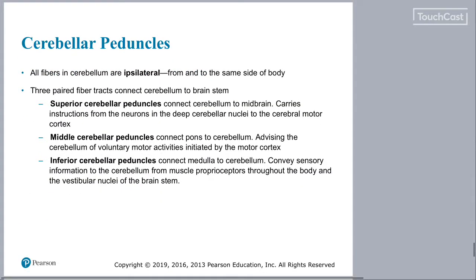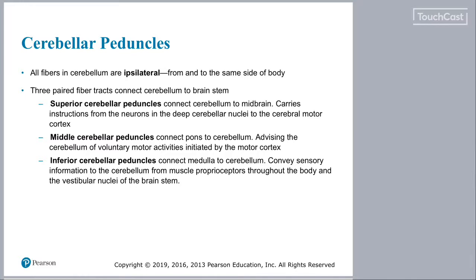We also have cerebellar peduncles. So all of these fibers are ipsilateral. So ipsilateral is going to mean to and from the same side of the body. So these don't cross over. The right side doesn't control the left and vice versa. It's going to stick to its own side.